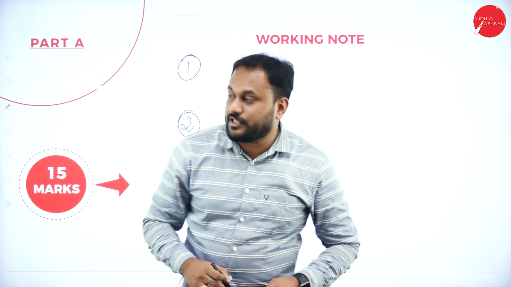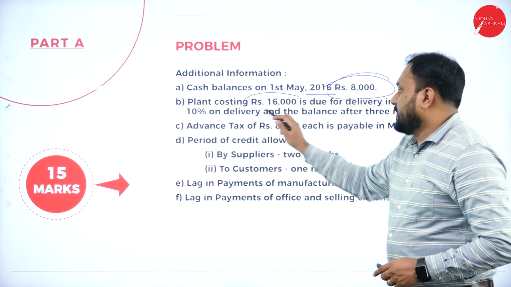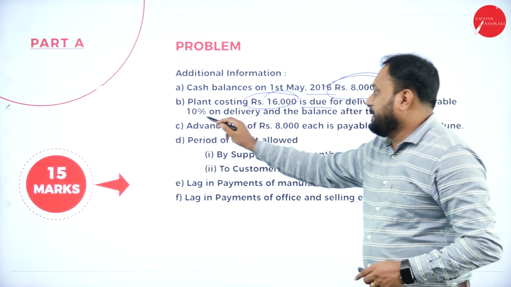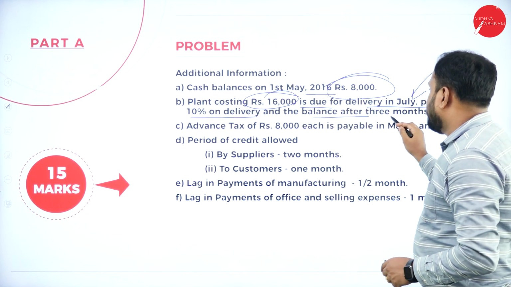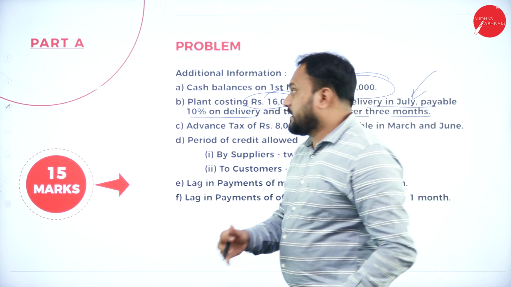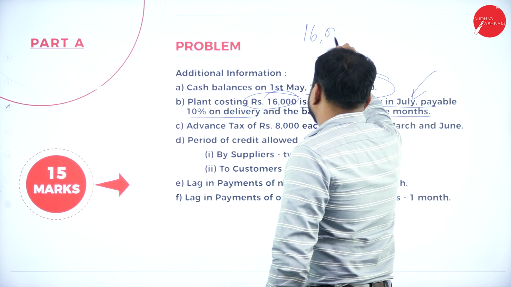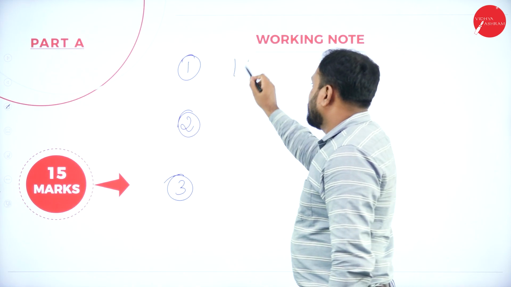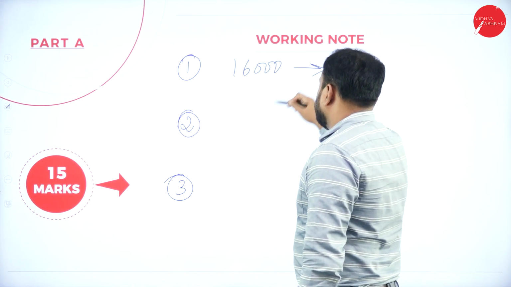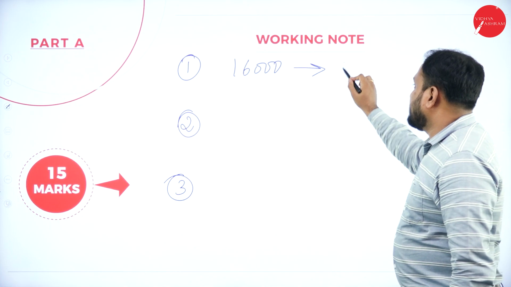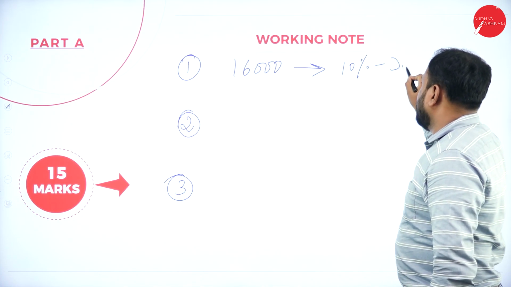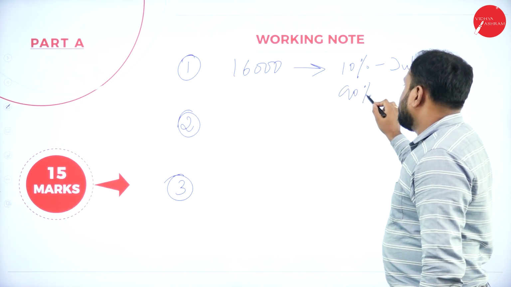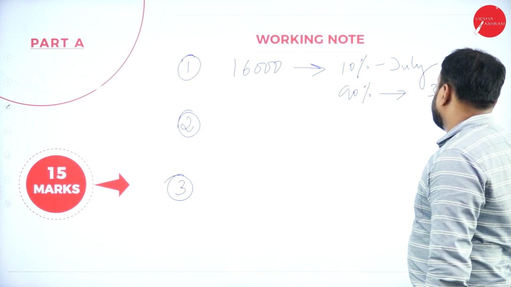What is the additional information here? Planned costing rupees 16,000 is due for delivery in July, payable 10% on delivery, and the balance after 3 months. Now here 16,000 is there. This is the working note which you are supposed to go with. That is what the cost is. They say that 10% will be paid in the month of July. The remaining is how much? 90%. That 90% will be paid in 3 subsequent months.